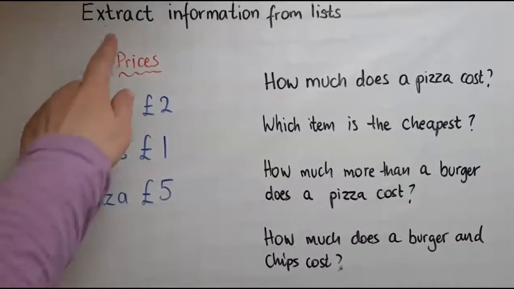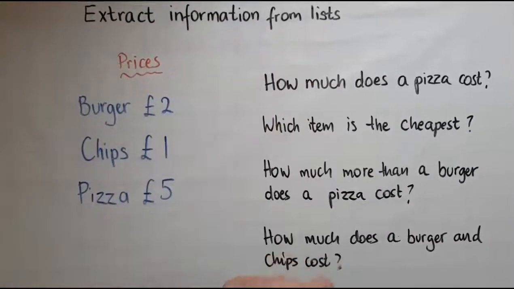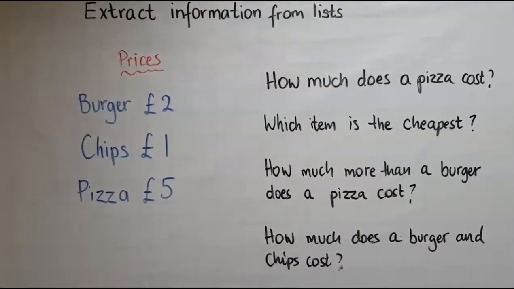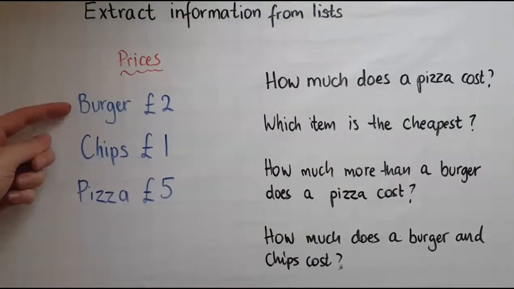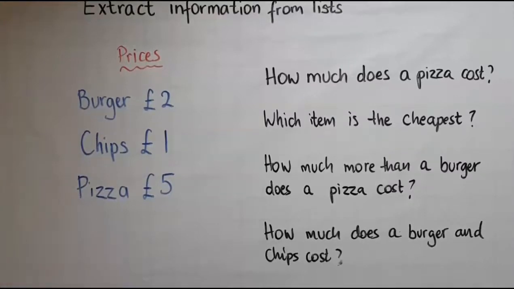In this video, we're going to extract information from lists. We use lists in everyday life, especially when it comes to prices. So we've got a price list. Sometimes we have a list with opening times, days of the week. So in this example, I've got prices from a takeaway shop. So we've got burger costing £2, chips costing £1, and pizza costing £5.